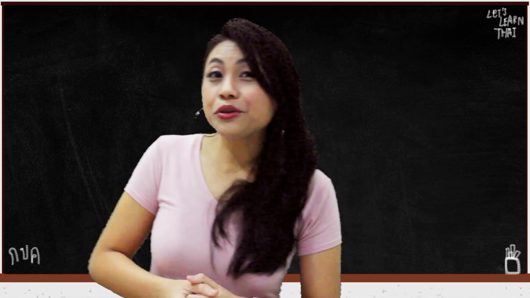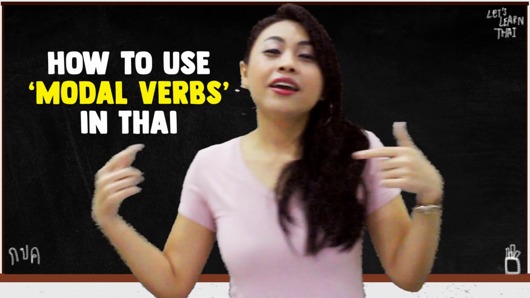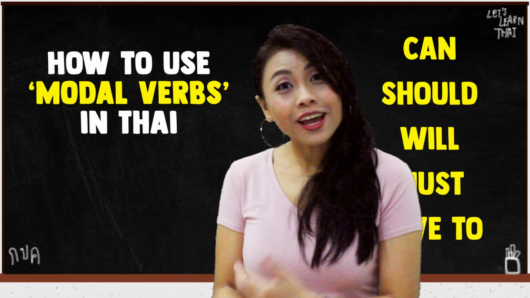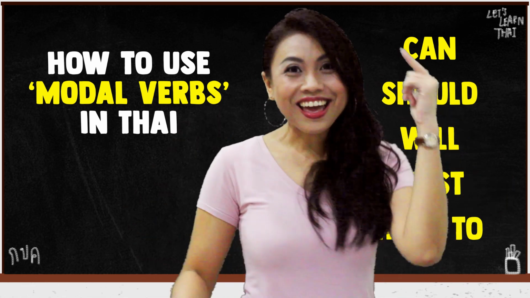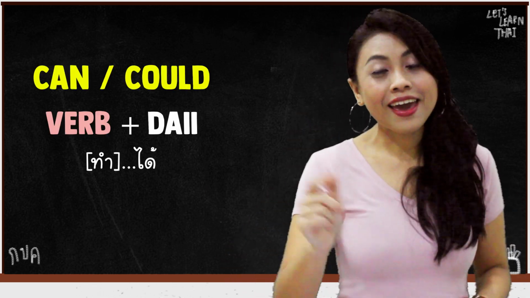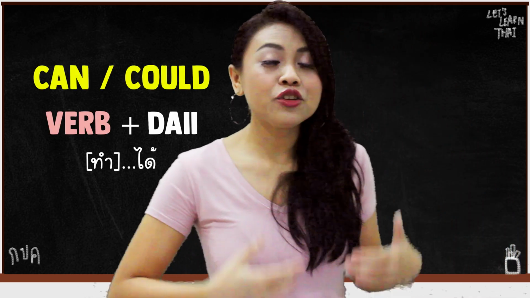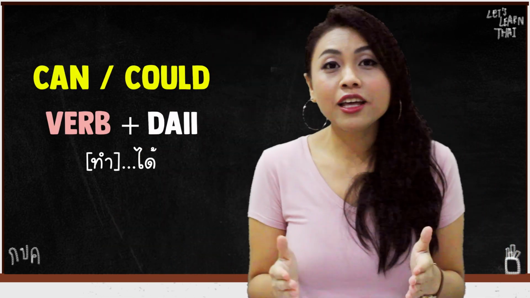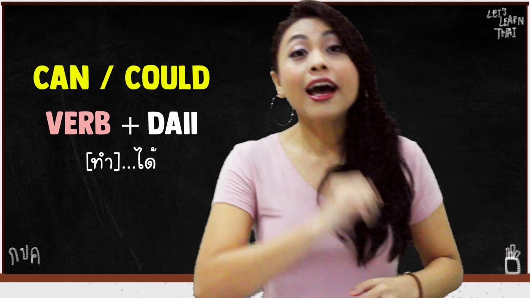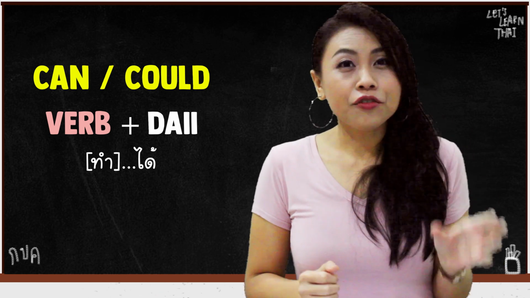If you want to use modal verbs like can, should, will, must, have to in Thai language, how can you say? I'm going to tell you right now. The first one, can. When you want to say that you can do something in Thai language, you can just say that verb and then add the word "dai" after the verb.